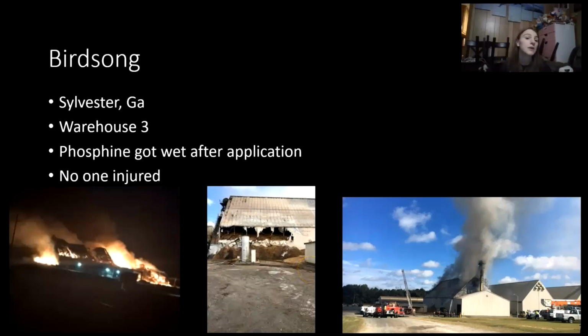Well, a plant in Sylvester, Georgia called Birdsong Peanuts, a warehouse of theirs had gone up in flames, and it was called Warehouse 3. Well, this occurred by phosphine getting wet after it was being applied in the warehouse, which the operator did not exactly make sure everything was shut like it was supposed to be. So there was an air vent, and it was raining that day, and the water had come into the air vent and started dripping into this warehouse. Well, eventually the phosphine had got enough oxygen to ignite.